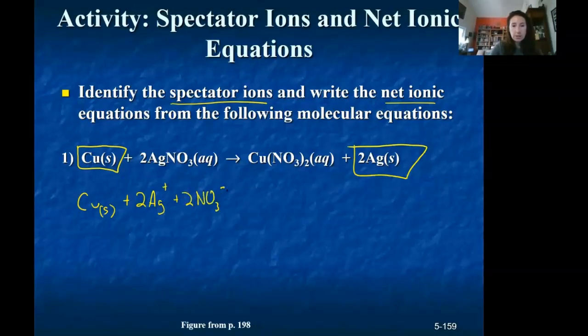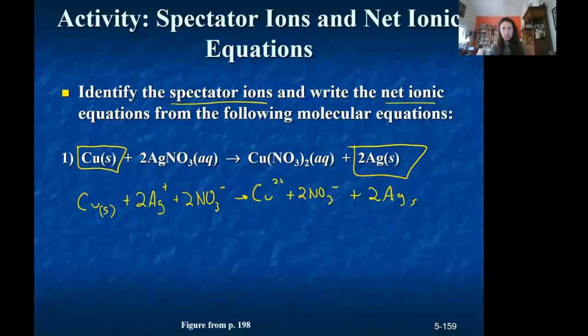Shouldn't we balance it first? What was that? We balance it first? It should be balanced. Let me check. 2, 2, 2. Yeah, this is balanced. But by the way, if it wasn't balanced, you would be able to tell in this next step we're going to do. Cu2 plus, 2 NO3 minuses, plus 2 Ag solids.